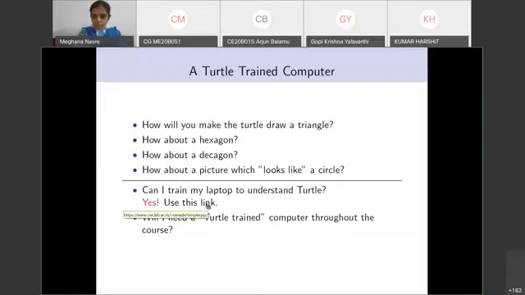Do you need a turtle? Yeah, I'll come to the question. Do you need the turtle trained computer in the course? No, in fact, this is for demo purposes, and we will come to it when we require it. But we will not be using it extensively throughout the course. It is to tell what we mean by communicating to the computer. What do you mean by communicating to the device precisely?